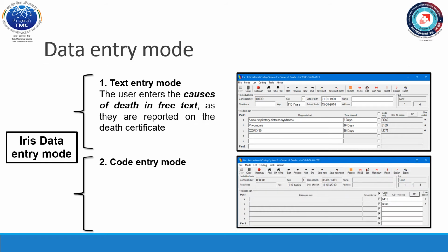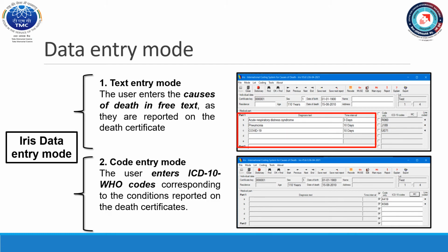In text entry mode, the user enters the cause of death in free text as they are reported on the death certificate. In code entry mode, the user enters ICD-10 WHO codes corresponding to the conditions reported on the death certificates. These modes are intended for settings where medical coders also enter the death certificate data.